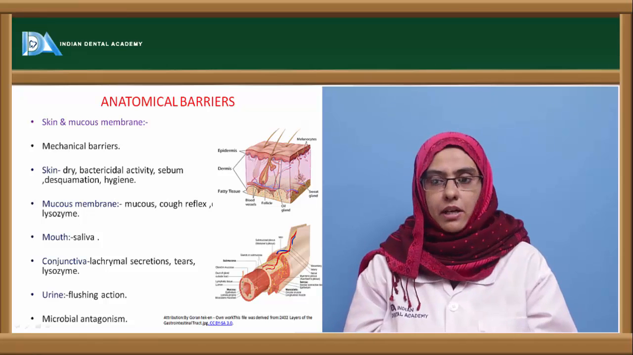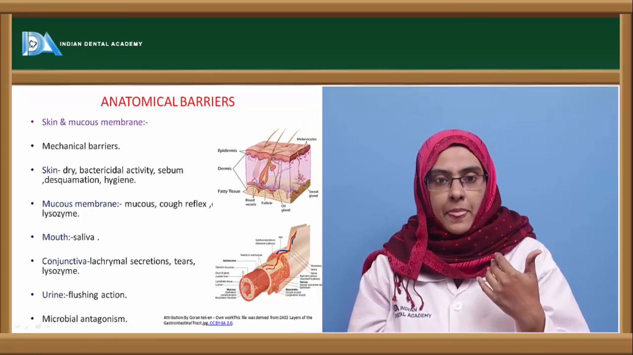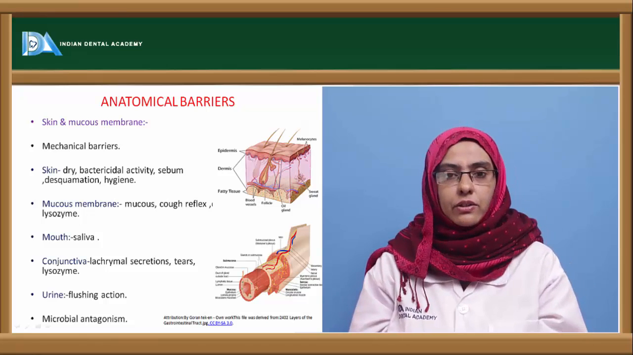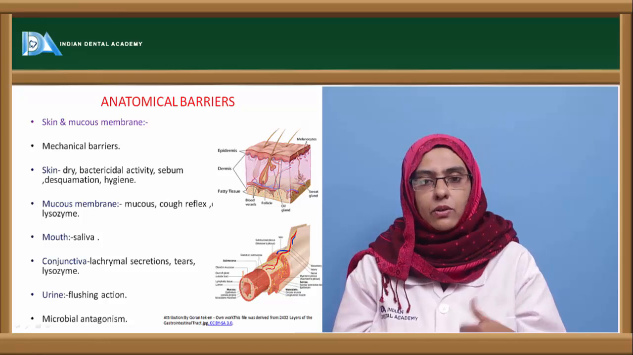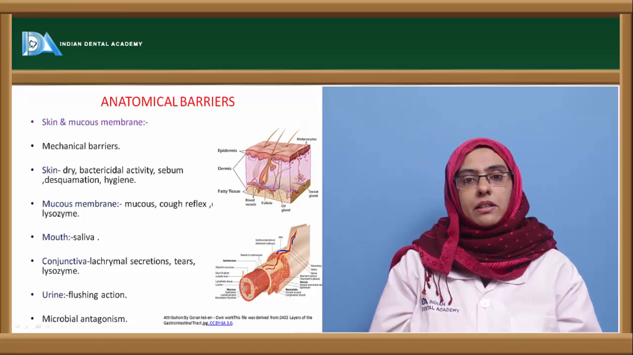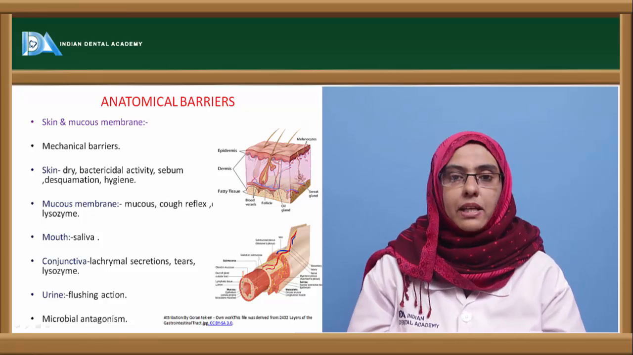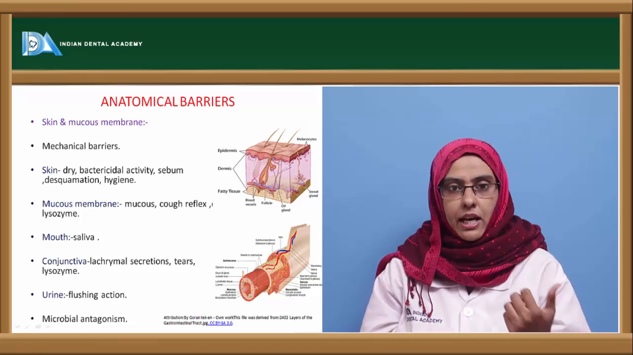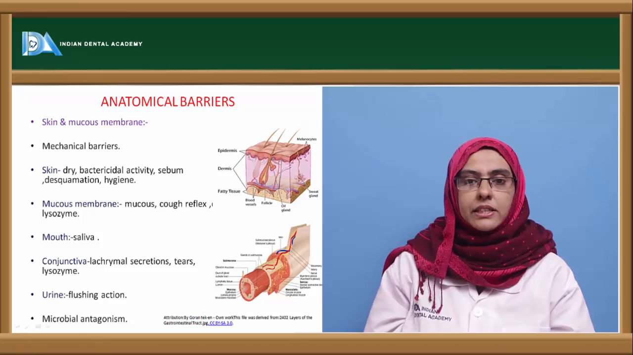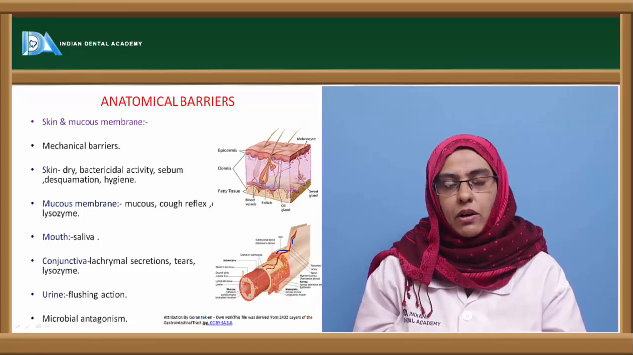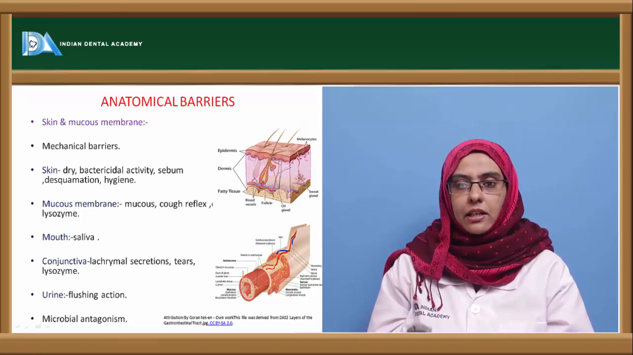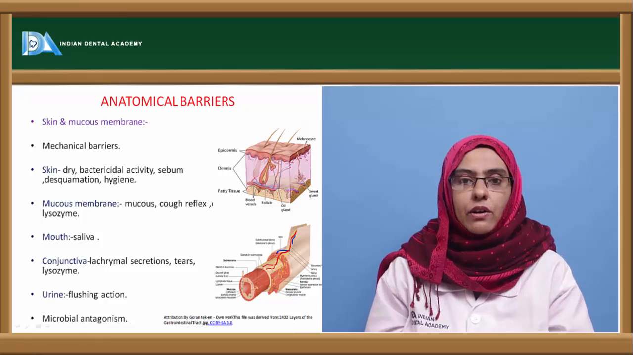The flushing action of the urine also prevents the exit of the organism from the body, and the acidity of the urine is such that it will not allow the growth of the organism. Apart from that, the semen produced from the male reproductive organ contains spermine and zinc that have bacteriolytic activity. And in the female, the vaginal pH is low, as a result of which the microorganism will not be able to multiply and cause infection. So these are the anatomical barriers that prevent the entry of the organism.